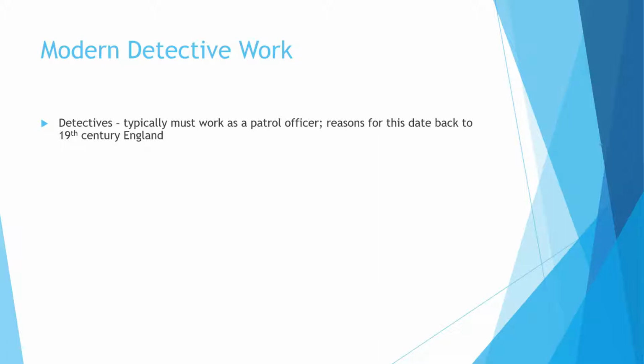So as the British police, and especially the London police, were creating the first detective units, some that would eventually go on to be the famous Scotland Yard, there was a lot of debate about where these detectives should come from. And so we're going to get to that. Well, actually, we can talk about it now. As I have here, typically detectives must work first as a patrol officer. And the reason for that is really going back to England in the 1800s as they're developing Scotland Yard. There was a lot of debate as they were discussing how they were going to create these detective units about where those detectives should come from.